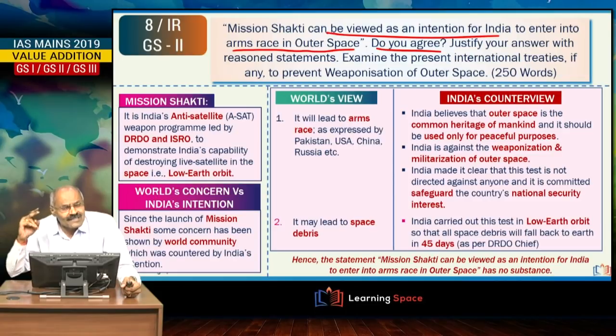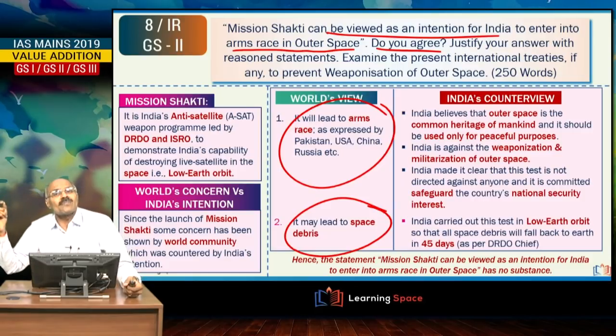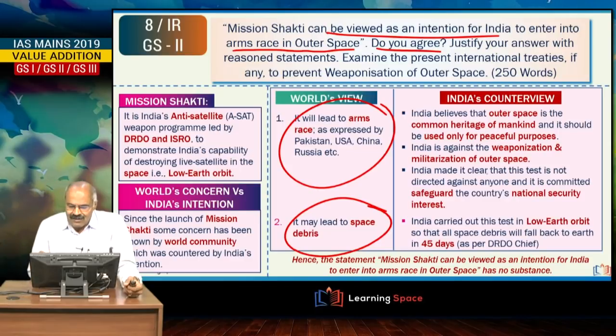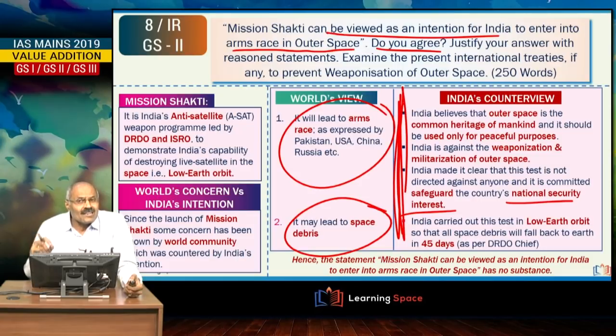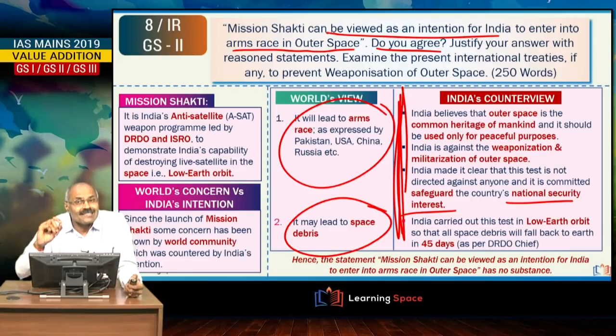The world says two things. One is it will lead to an arms race. Second is it may lead to space debris. Friends, both are wrong. It may not result in space debris because it is carried out in the low Earth orbit. And second point is, it in fact safeguards national interest. This is the Indian government's statement. So if you look at the Indian government's statement, then absolutely Mission Shakti cannot be viewed as an intention for India to enter into an arms race, right?